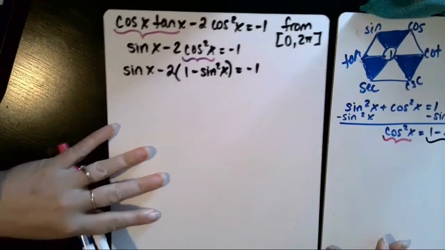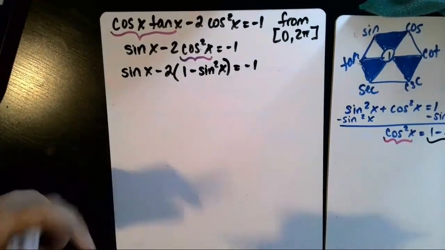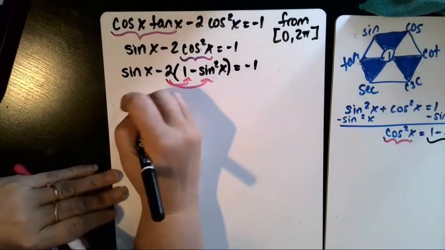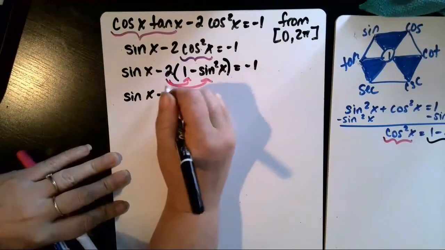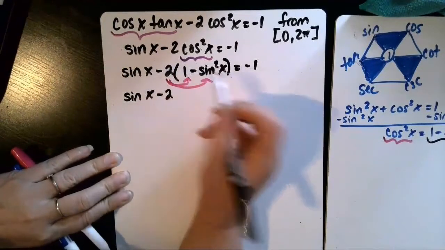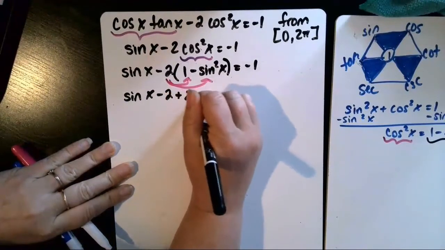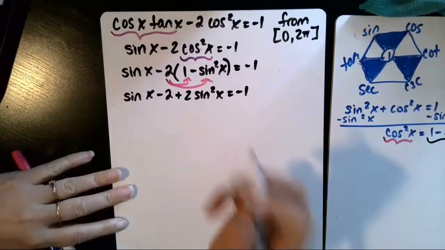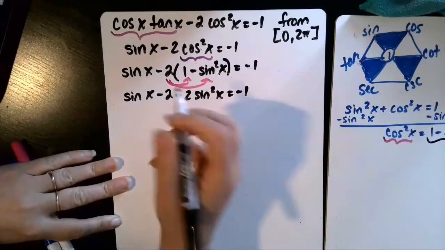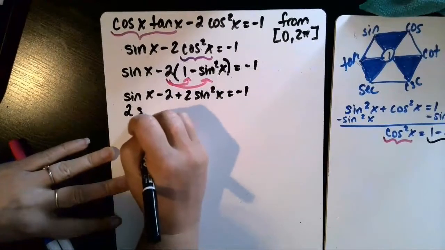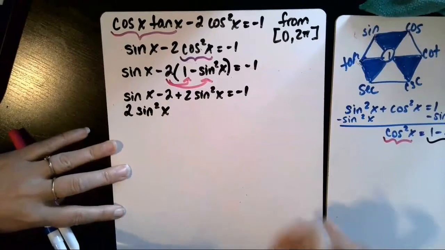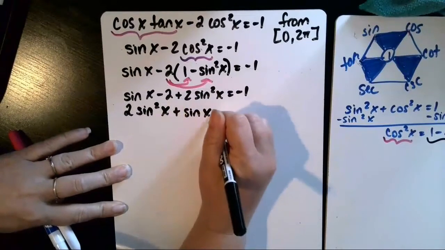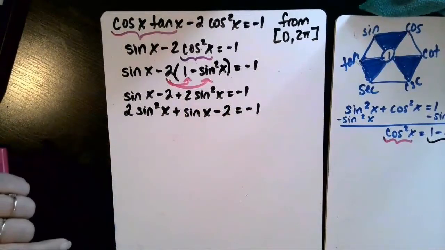So now we can go ahead and distribute to get rid of these parentheses. So we'll have sine x in the front minus, and then 2. Then -2 times negative sine squared x is a positive 2 sine squared x equals -1. Okay, so we'll put our quadratic term first to write it in standard form. So 2 sine squared x will go in the front, then our linear term plus sine x, and then our constant minus 2, and that's equal to -1.